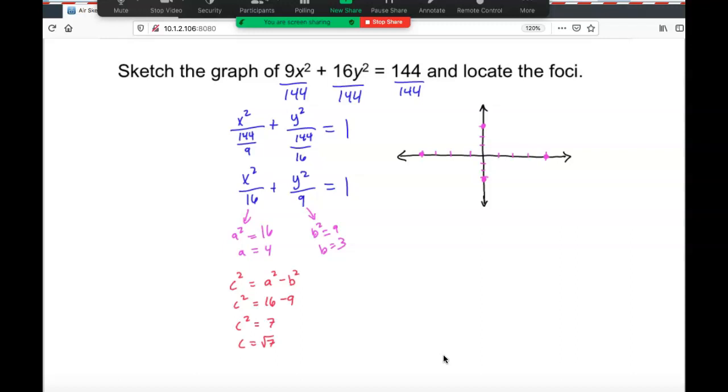That means my foci, since they're on the x-axis, will have coordinates plus or minus root 7, comma 0, right? And so I'll just graph those. So my foci will be closer to 3 than to 2 on the x-axis, like that. And then to graph it, just draw your ellipse. Just do your best to connect those 4 vertices in an ellipse.